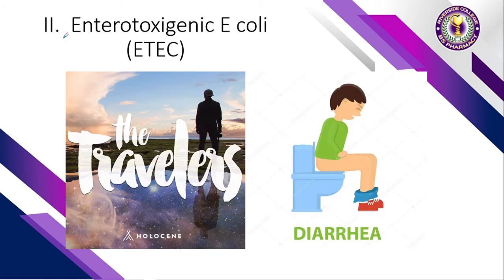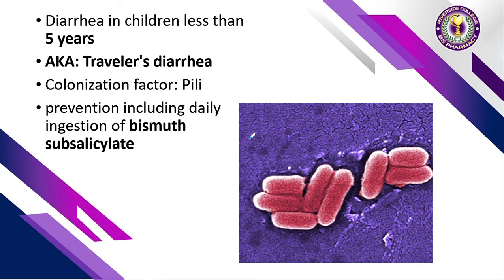Enterotoxigenic E. coli, ETEC, that's traveler's diarrhea. So it is obtained by, of course, those that are traveling due to the water, siguro, usually. Diarrhea in children less than 5 years. And the treatment or prevention is bismuth subsalicylate. So the ETEC, traveler's diarrhea, bismuth subsalicylate.